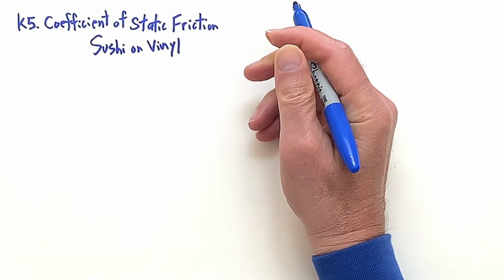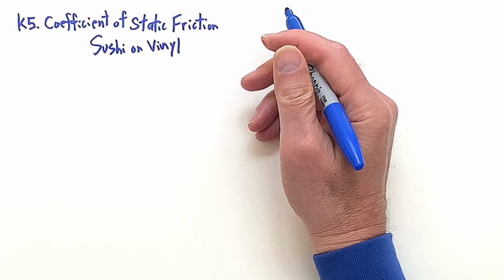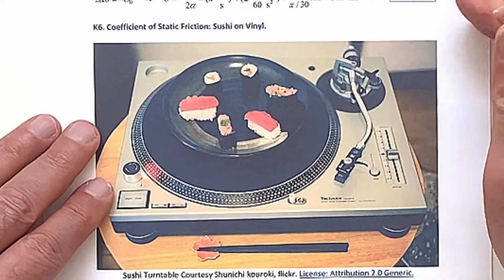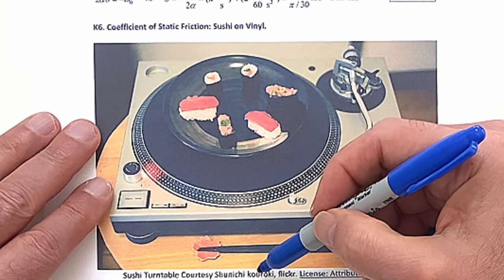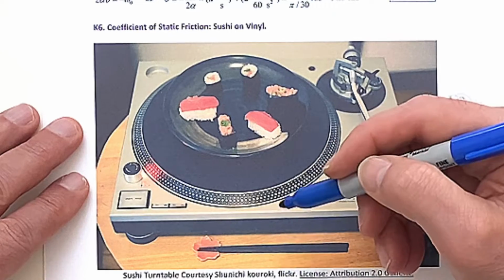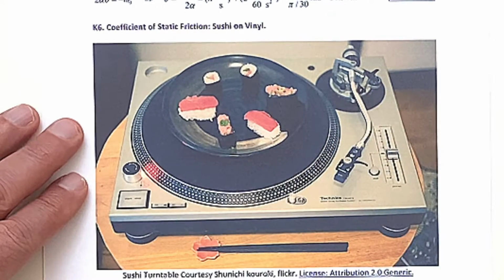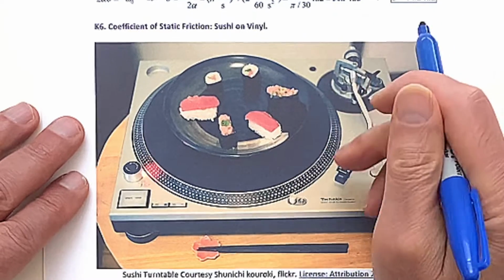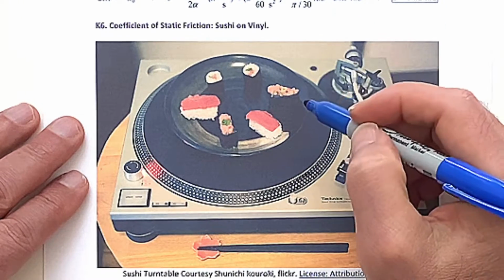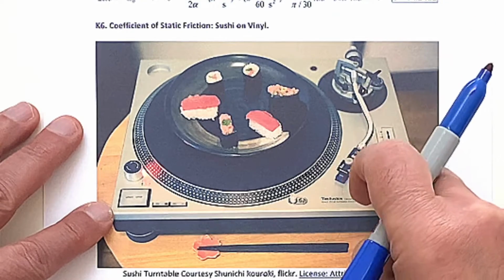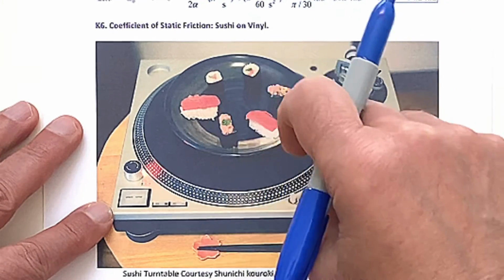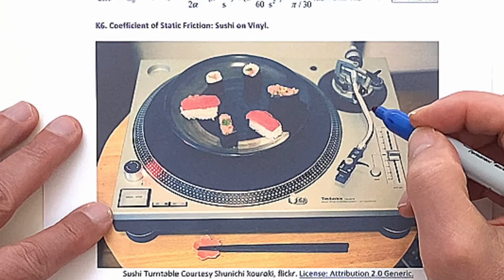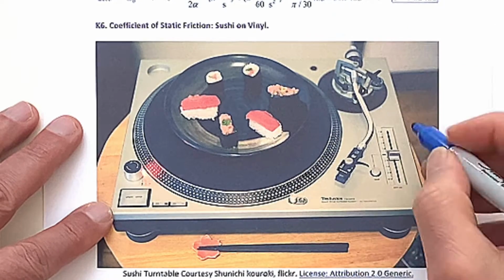I was inspired to make this problem from a photograph I saw on Flickr, by Sennuchi Kuroki. Here, put sushi on the old turntable. I used to have one of these. Some of these have variable speeds where you can speed up a little bit. So we're assuming that we have a variable speed here that we could reach 80 RPMs.